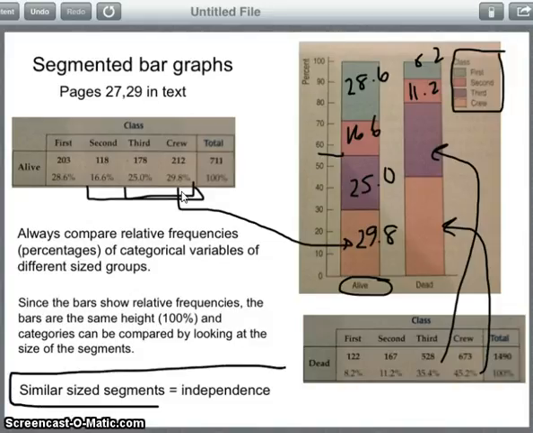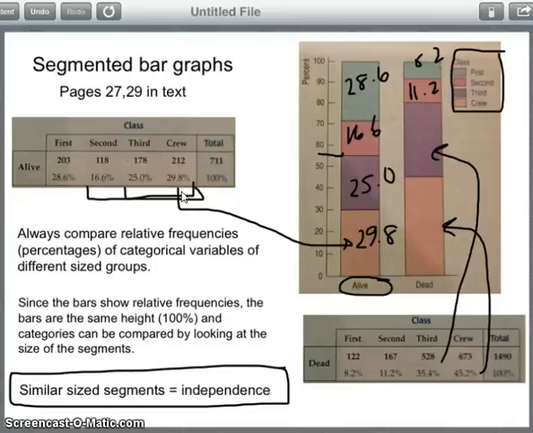I want you to notice this important phrase at the bottom: similar size segments equals independence. In other words, if all of the peach color, the purple color, the pink, and the blue colors in these bars were about the same size, we would say that the two variables, survival and passenger status, first, second, third class, or crew, were independent of each other. In other words, it really didn't matter what category of passenger you were, about the same percentage of people survived or didn't survive the Titanic. But clearly that's not the case.